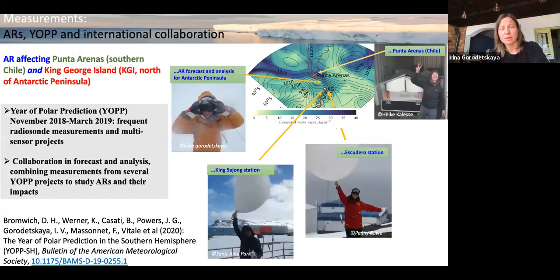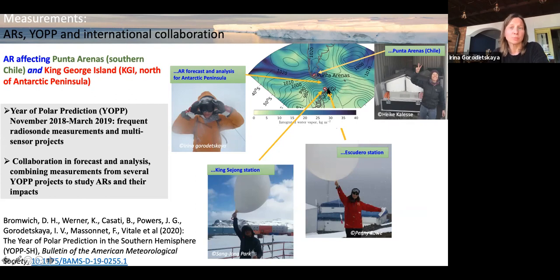And I have two more slides just to highlight the work that is ongoing now regarding the observations. We have the Year of Polar Prediction, where we have also been targeting atmospheric rivers to understand their complex nature and impacts. Here is an example from the summer Year of Polar Prediction measurements of an atmospheric river that we analyzed using different projects, with measurements located in Punta Arenas and also at King George Island, at the King Sejong station, the Korean station, and the Chilean Escudero station.